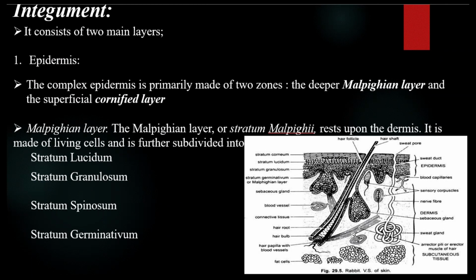Coming to the anatomy, the first part is the integumentary system, and it consists of two main layers, epidermis and dermis. The epidermis is a complex region primarily made of two zones, the deeper Malpighian layer and the superficial cornified layer. The Malpighian layer or stratum malpighi rests upon the dermis, and it is made up of living cells which is further divided into stratum lucidum, stratum granulosum, stratum spinosum and stratum germinativum.